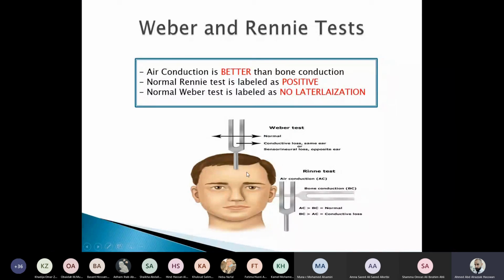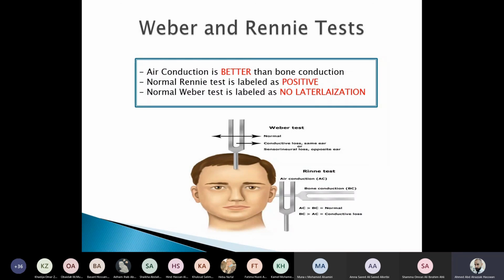Then we tap it, then we put it over the midline bony process. So guys, what do you think the normal individual should hear in the Weber test? We will tap the tuning fork and put it on a midline process. Thank you, Mohammed. Both sides should be the same. Yes, Abdurrahman, from both ears. So simply, in the normal Weber test, we should say there is no lateralization. The sound is coming from the middle.